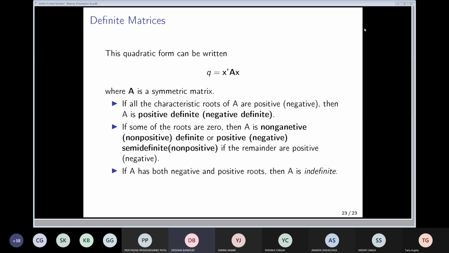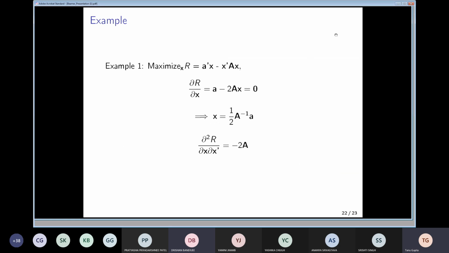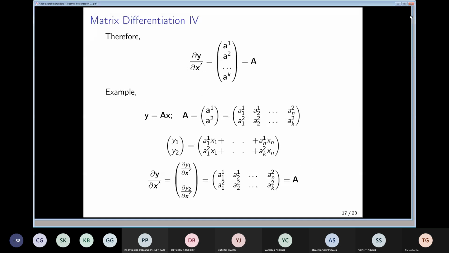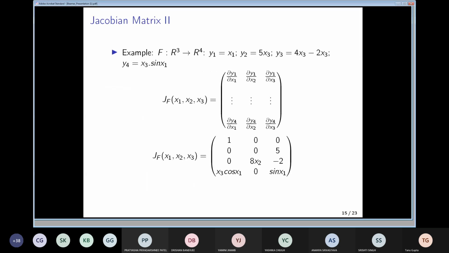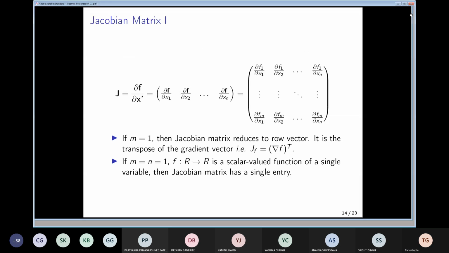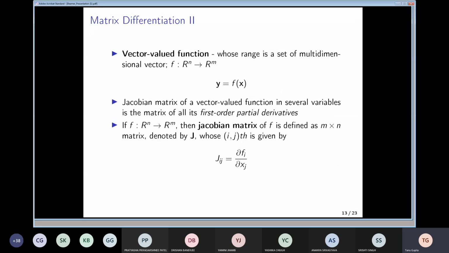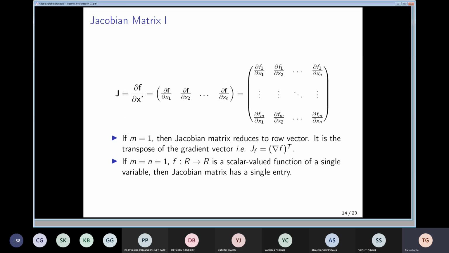Ma'am, can you once repeat how the Jacobian matrix is stacked? Yeah, sure, no problem. So this is how we stack a Jacobian matrix. So you understood what a Jacobian matrix is? A Jacobian matrix is nothing but a matrix of its first order partial derivatives of a vector valued function.